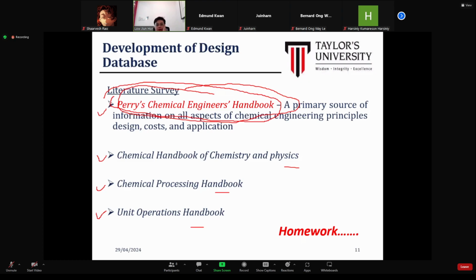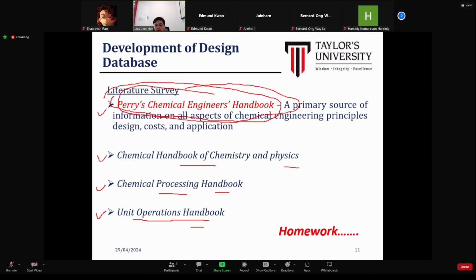For example, if you want to design a unit operation, let's say a distillation column or other equipment, and you have a problem, then you can refer to the unit operation handbook here. If you have a problem with the process, then you can refer to the handbook related to the chemical process.